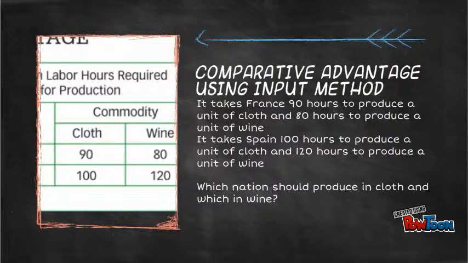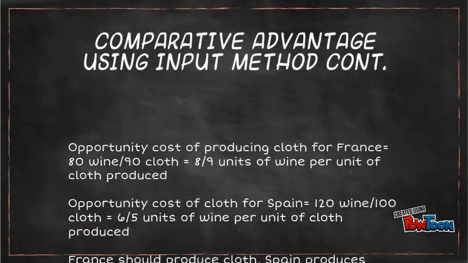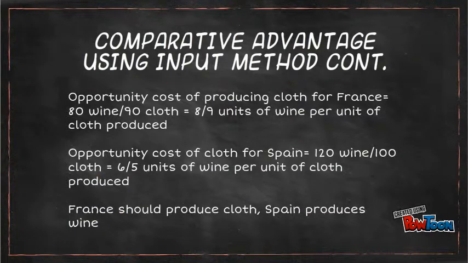So if you calculate the opportunity cost, France gives up 8/9 of a unit of wine per unit of cloth it produces, and Spain gives up 6/5 of a unit of wine per unit of cloth it produces. So since France has the lower opportunity cost for producing cloth, it should produce cloth, and Spain should produce wine.